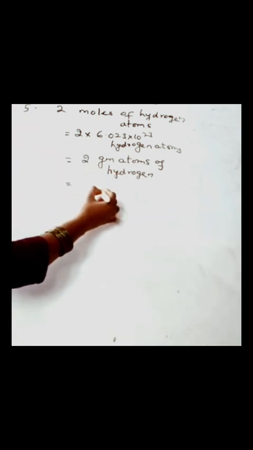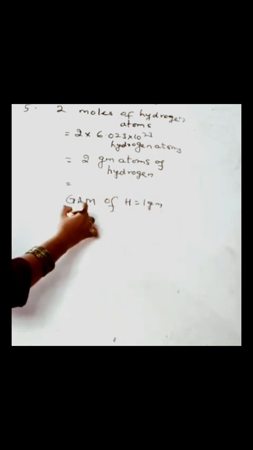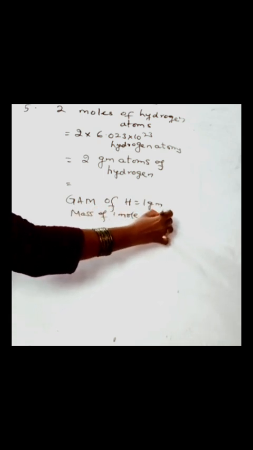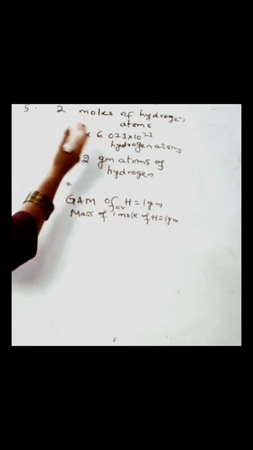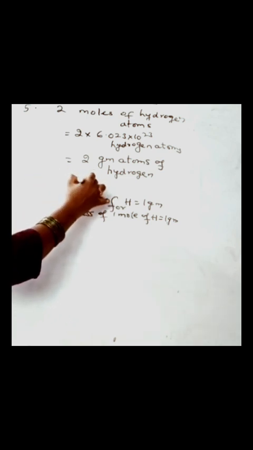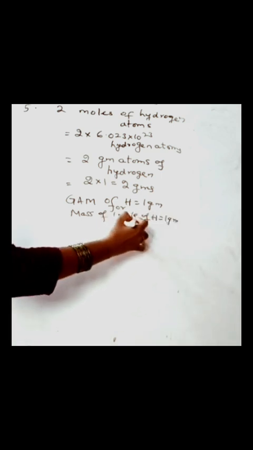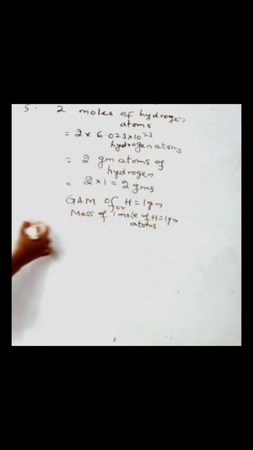1 mole of hydrogen atom mass is 1 gram. Gram atomic mass of hydrogen is equal to 1 gram, meaning mass of 1 mole of hydrogen is equal to 1 gram. Here 2 moles are there. So 2 moles of hydrogen atoms mass is equal to 2 into 1, that is equal to 2 grams. 1 mole of hydrogen atoms is equal to 1 gram. 2 moles of hydrogen atoms are equal to 2 grams.